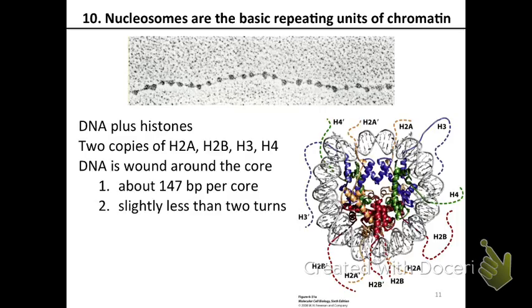So in terms of terminology, the protein here is called the histone core, or histone octamer, because there are 8 copies, and the DNA around it is called the nucleosomal DNA. The DNA plus the histones, this whole structure, is called a nucleosome. Okay? And the nucleosomes are the basic repeating units of chromatin.